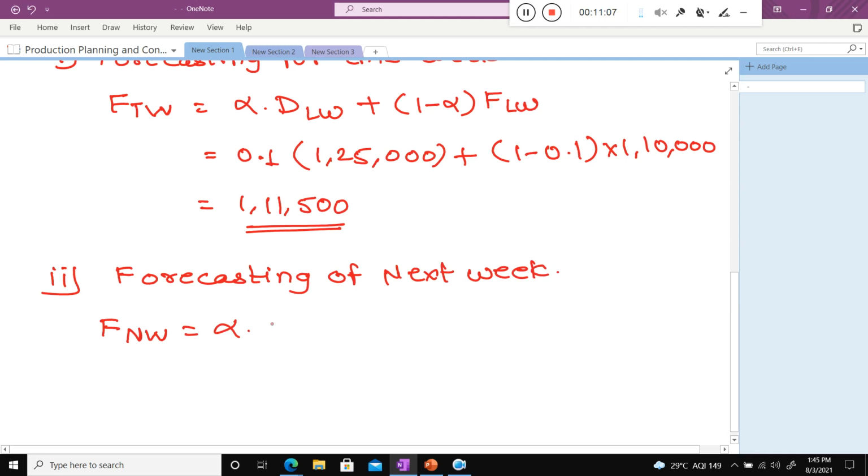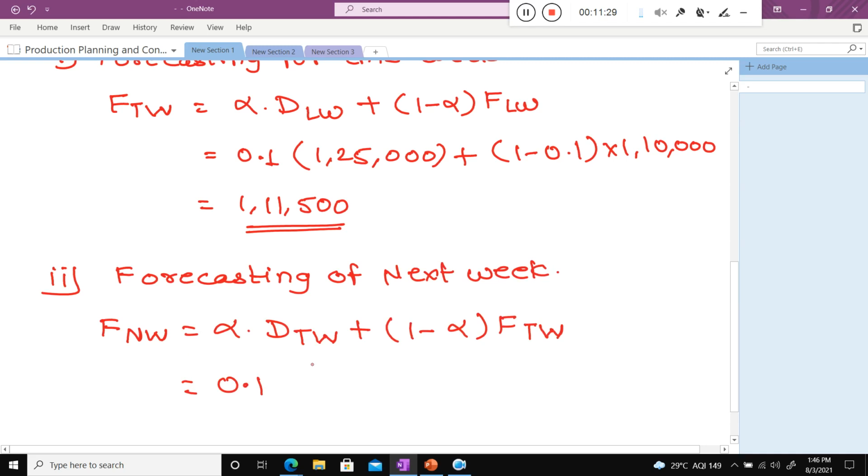Okay, very good. Alpha times demand of this week, plus 1 minus alpha, times forecast of this week. Very good. Now I just put the value, alpha is equal to 0.1.